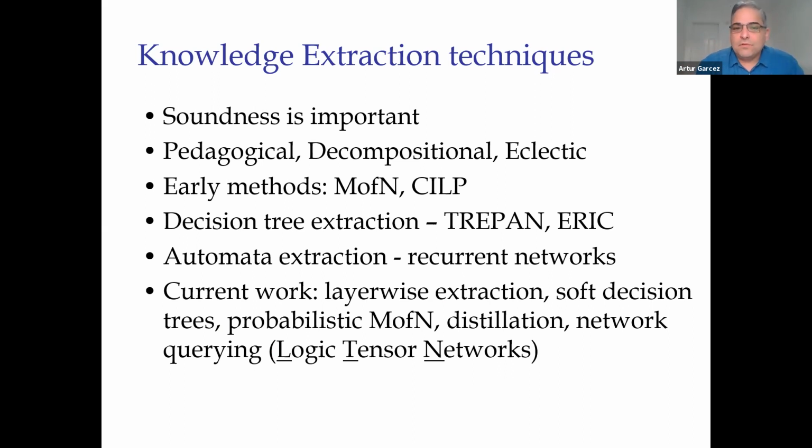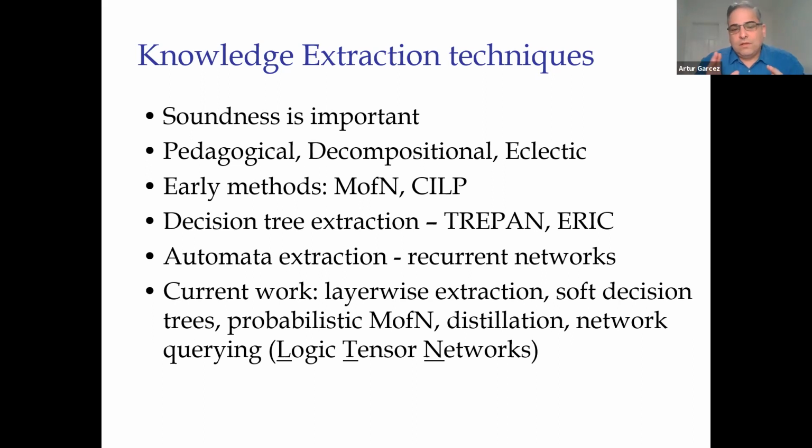Early methods include the M of N method from the late 90s and the SILP method. And they have been frequently looking at extracting, for instance, decision trees from such networks, like the Trepan method, more recently the ERIC method. And they have also been applied to recurrent networks, and there, instead of extracting trees or graphs, you hope to extract automata.